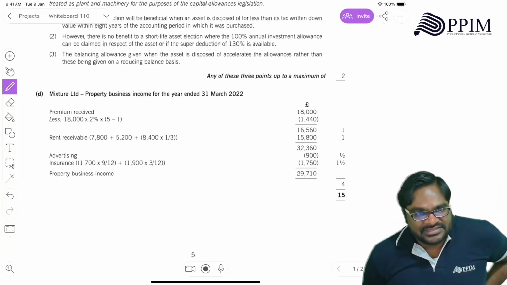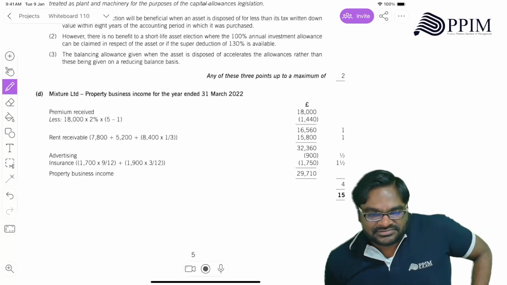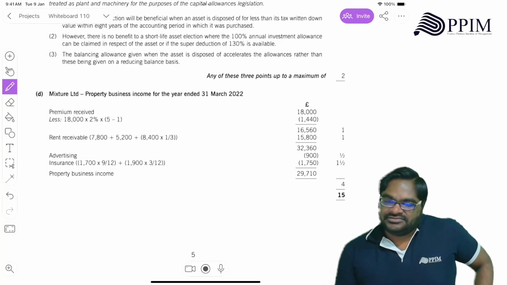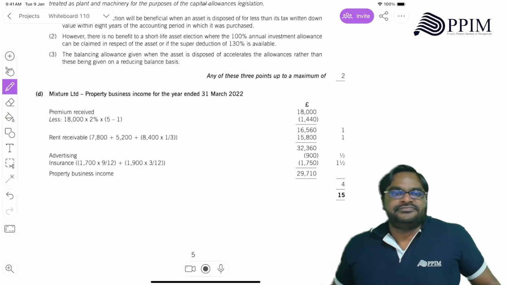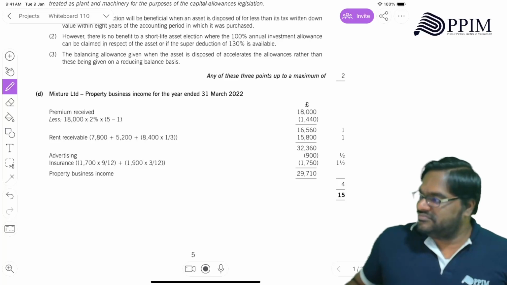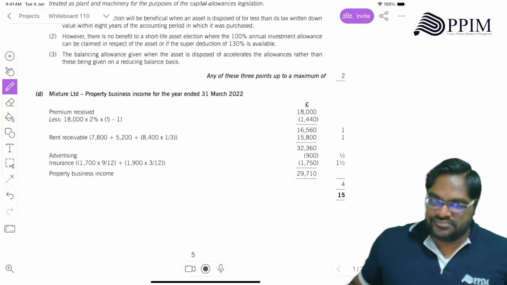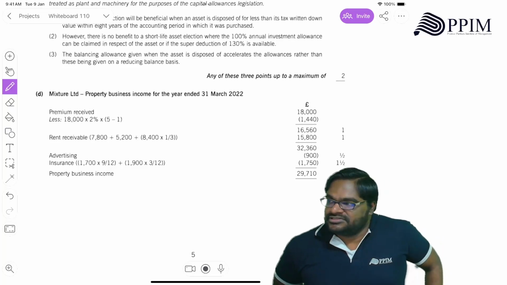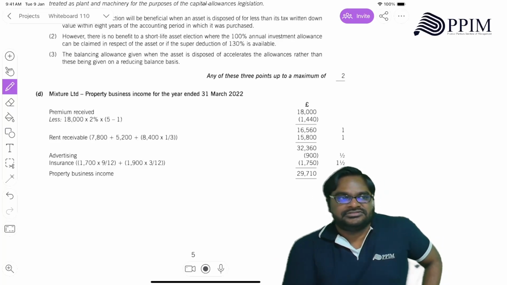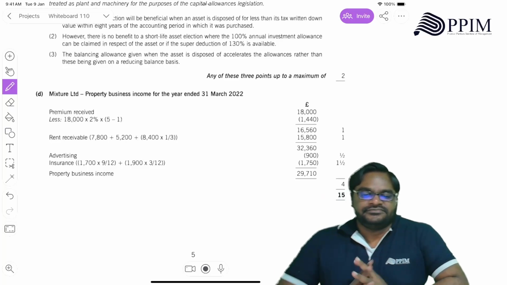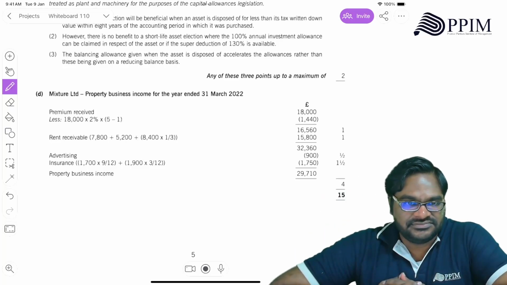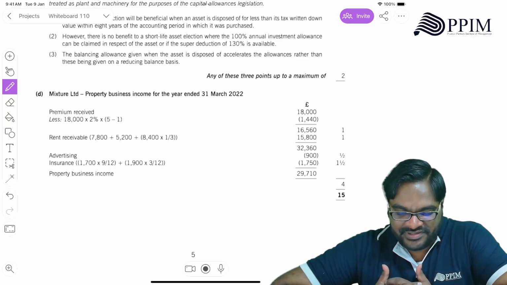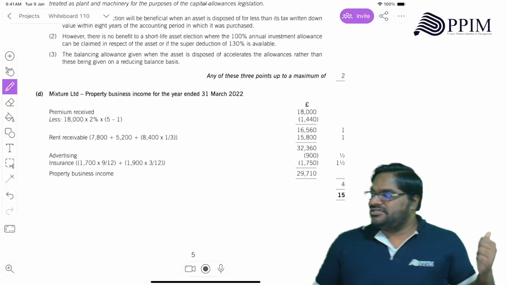What's the difference? Premium received is 16,500. That is okay. Receivable is 7,800, 5,200, 8,400 divided by 3. That is also okay. Advertising 900. Okay. Insurance 633 minus 1,900. 4 months, 3 months. Yeah, 9, 12, and this is 3 months. We're good? Right.